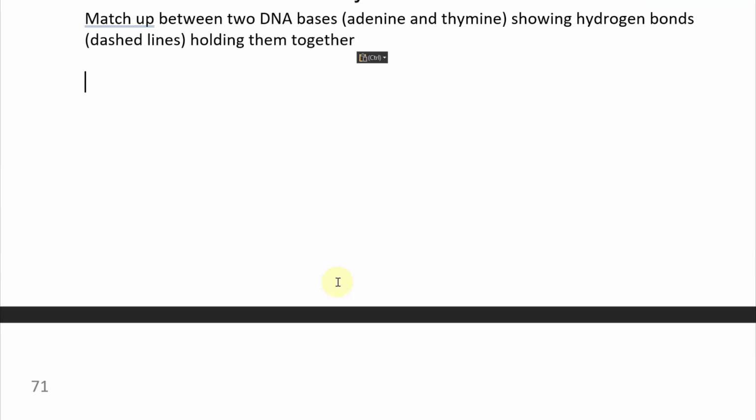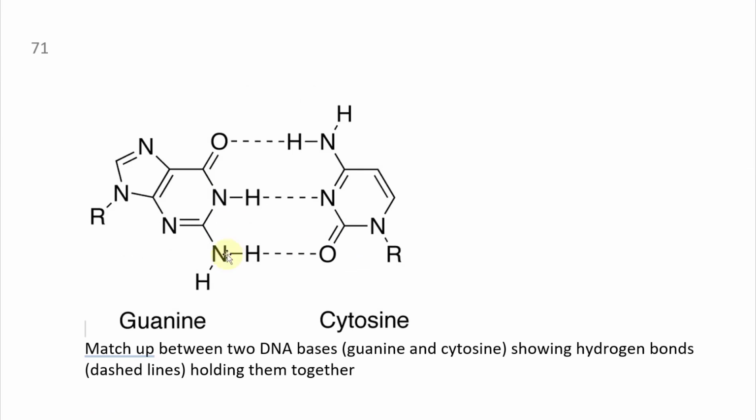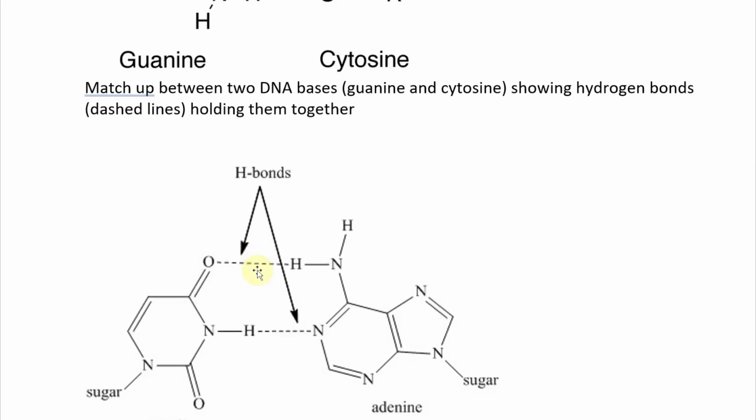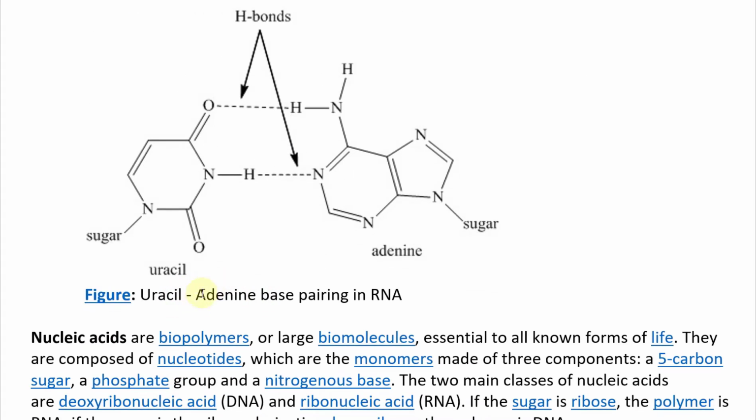And then likewise, over here, this is the guanine and cytosine, and this is three hydrogen bonds. So they match up between two DNA bases, guanine and cytosine, showing hydrogen bonds, dashed lines holding them together. So there's three there. And then also I added the uracil.